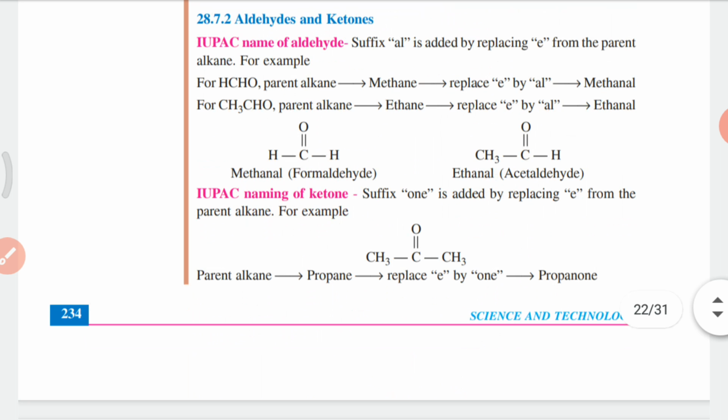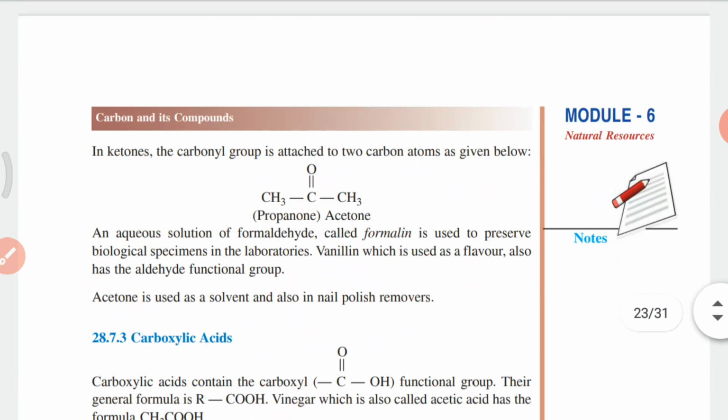By adding the suffix ONE, we can add a ketone group, a double bonded O. The ketone group starts only from propane. There should be at least 3 carbon atoms for adding a ketone group. Just replacing E with ONE, we get the ketone group. Propane is changed to propanone by adding the double bonded O. It is known as acetone.